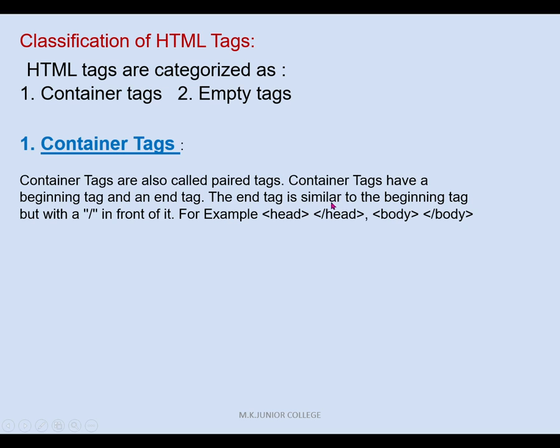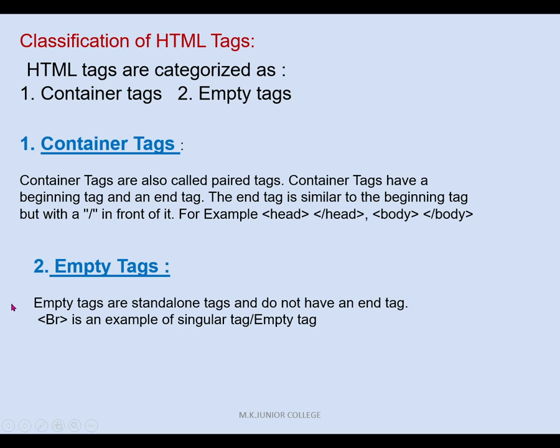The end tag is similar to the beginning tag but with a slash in front of it. So here we already know the basic structure of HTML, so it's very important that when you start with the head, you should close that head. This is called a pair tag or container tag. Again, the body tag is a pair tag or container tag because you have to start with the body and at the last you have to close it. So this is the container tag.